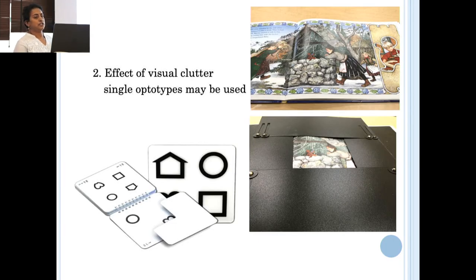Here, the child has problems with visual clutter. In the first picture, there is too much information, so the child finds it difficult to identify the main character. So you can mask the surroundings so the central characters can be highlighted. And even when you assess for visual acuity, you can use single optotypes so that clutter can be avoided.